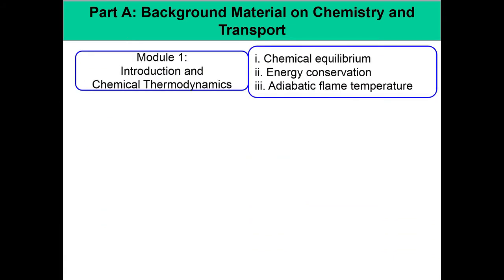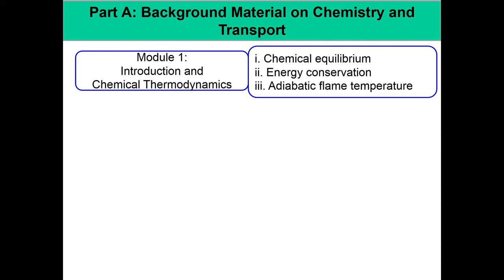Okay. The outline of the course is that we have divided this course into essentially 4 parts. Part A consists of background materials on thermodynamics, chemistry and transport. So this module 1 will talk about the introduction, which we have just covered. That is, why we should learn combustion, why combustion is indispensable in aero propulsion engines, how combustion looks like in actual engines, and how we will proceed from here.